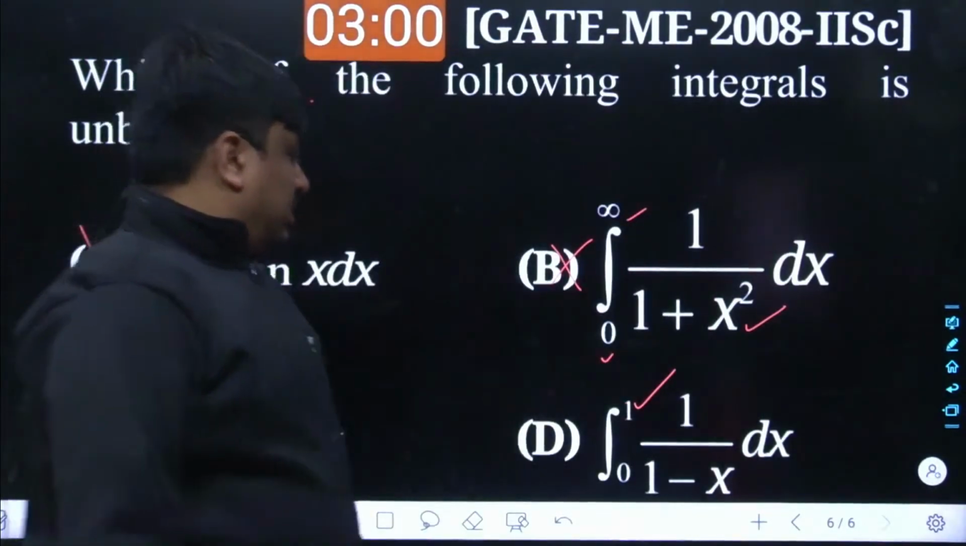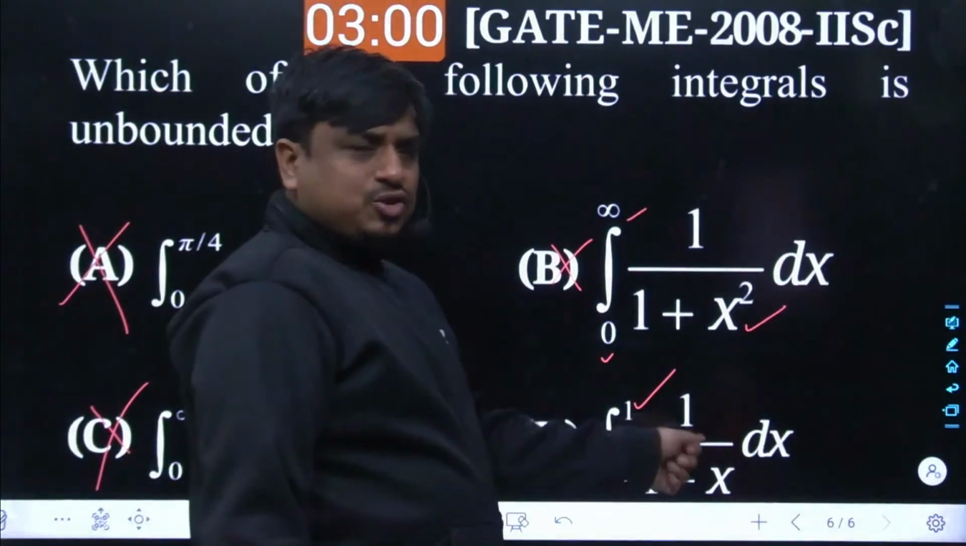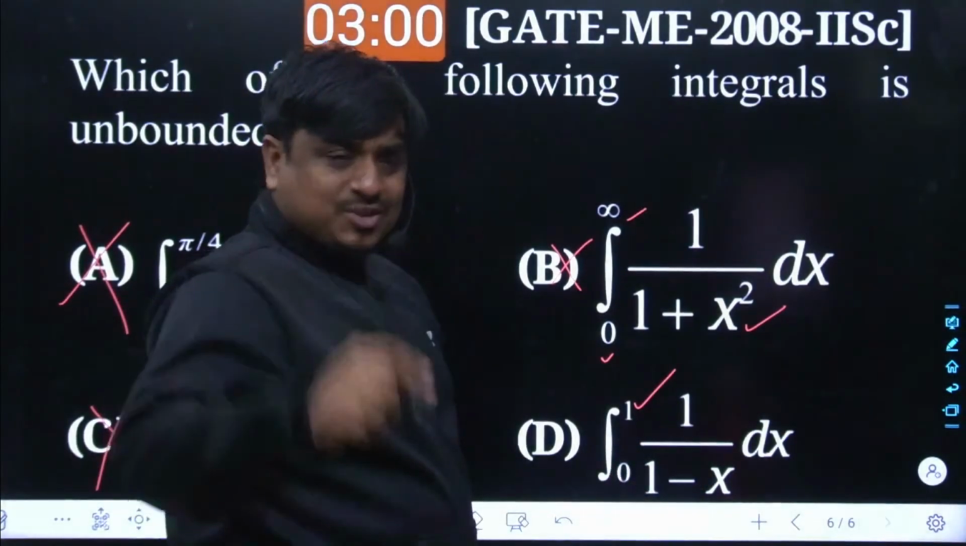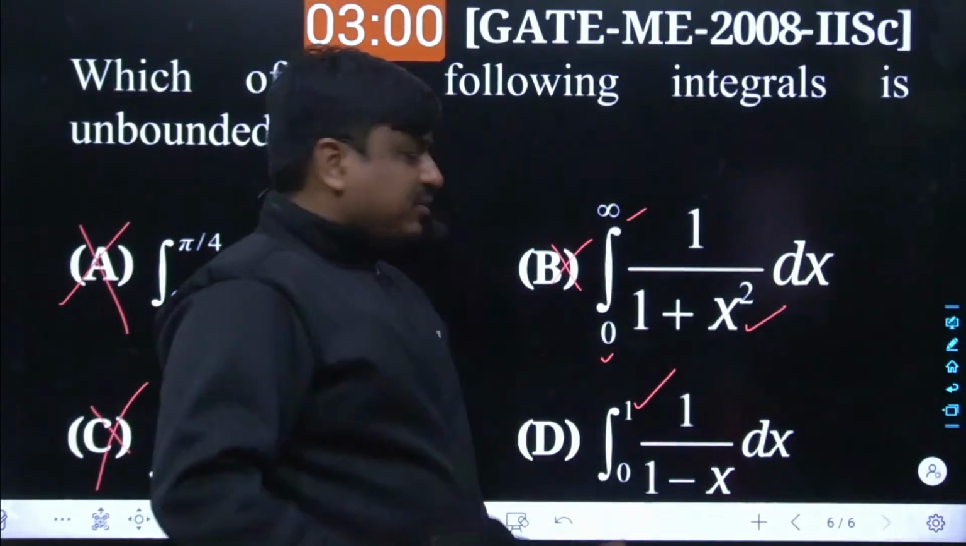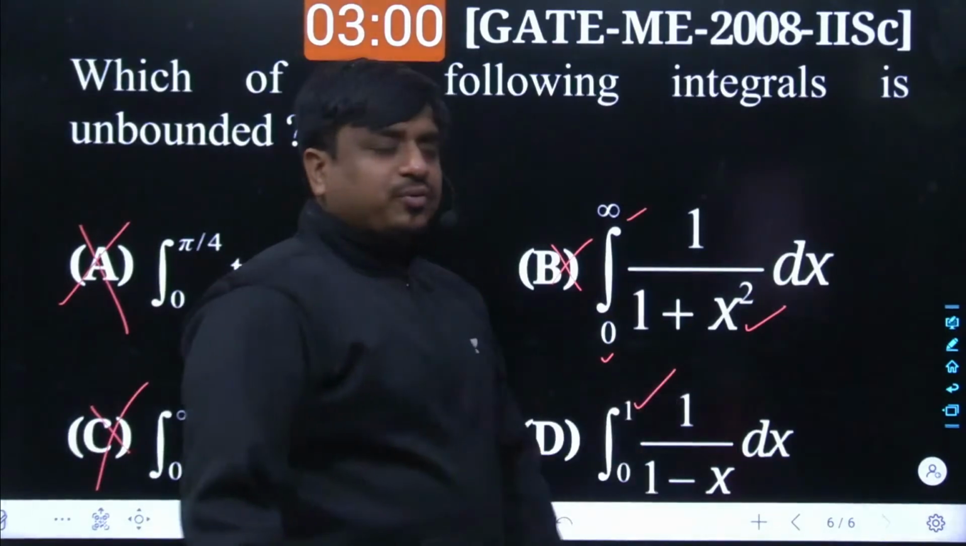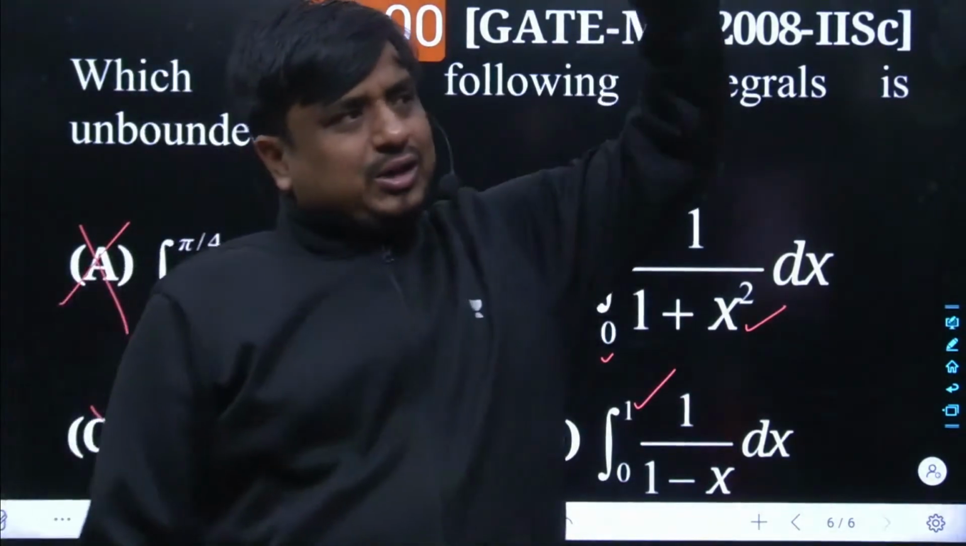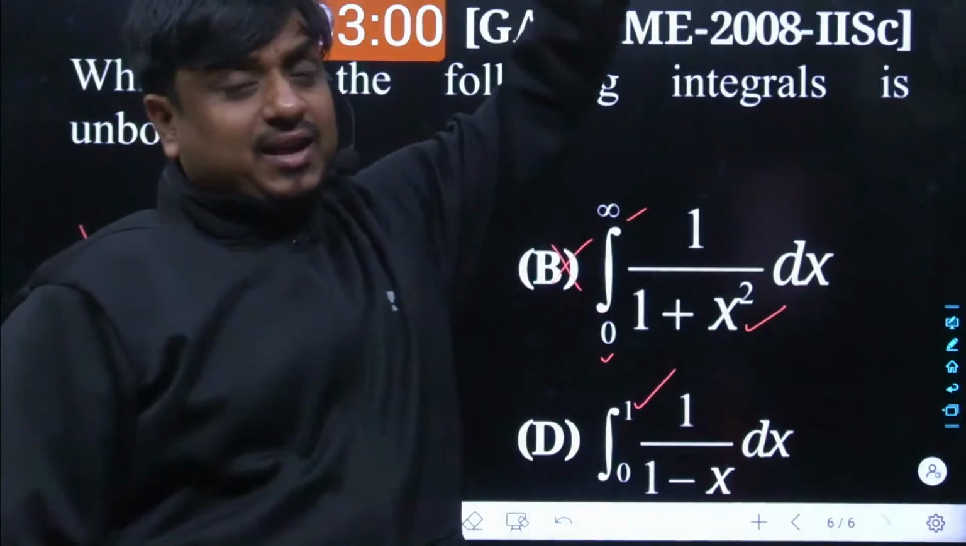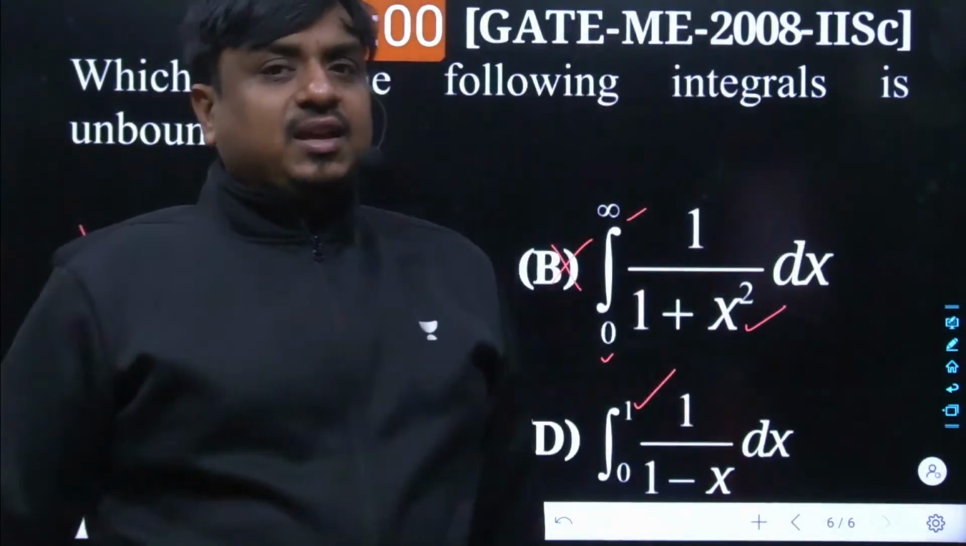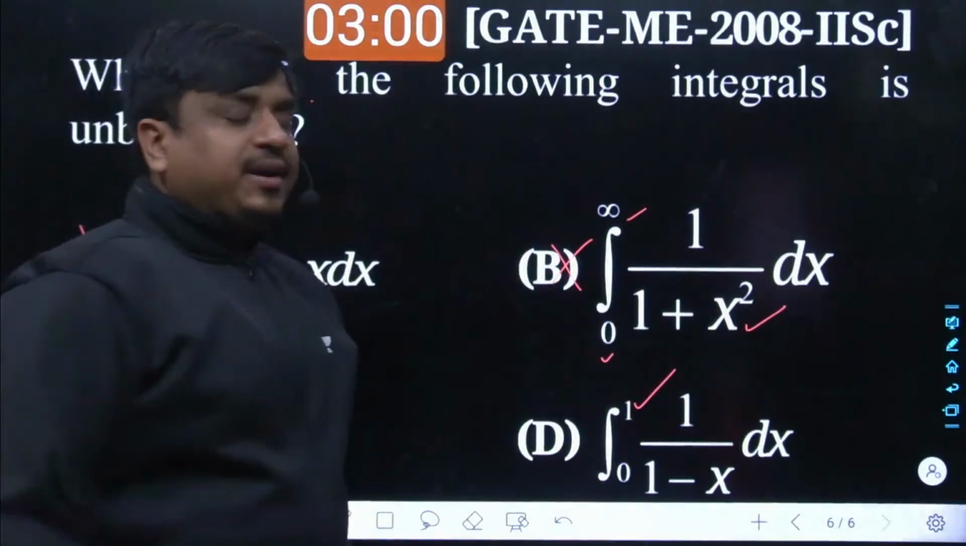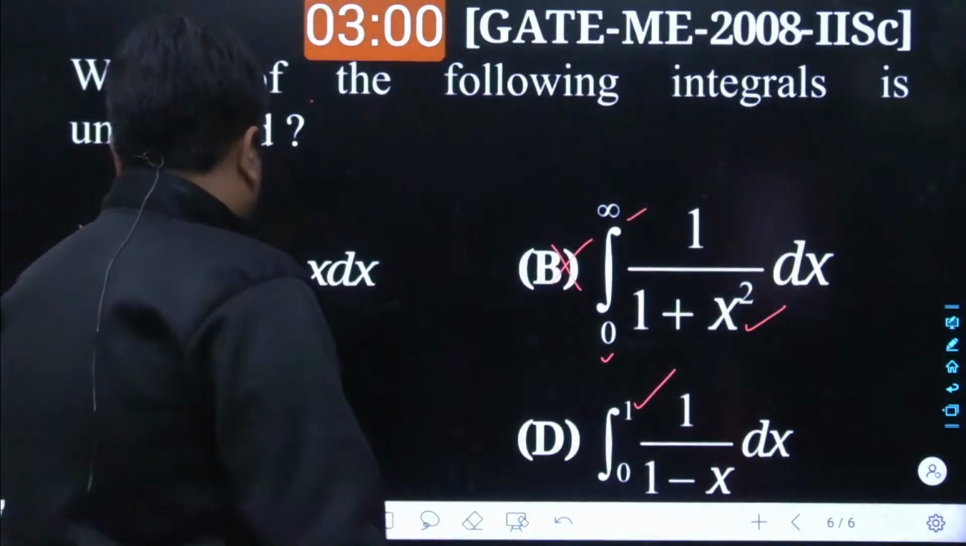From 0, 0.1, 0.2, I don't have any problem, but when I reach x equals 1 or near x equals 1, what happens? It becomes 1 divided by 0, and it shoots up to a very high value at x equals 1. Virtually speaking, the area created within that region is going to be infinite. If you want, I can show you.